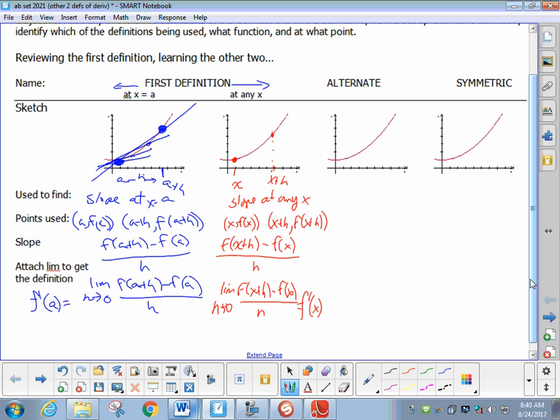Are you with me? ¿Entienden ustedes? Or is it comprenden? Is it comprenden or entienden? Is it? Okay, I can never remember the distinction between the two. It's been 25 years since I did my Spanish.